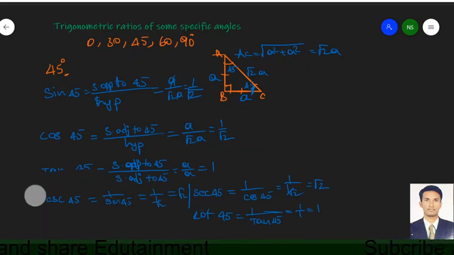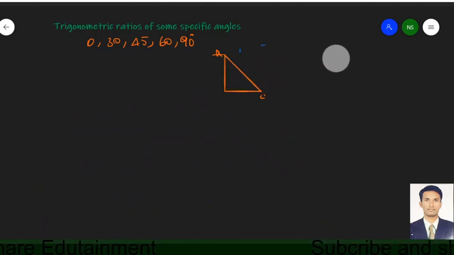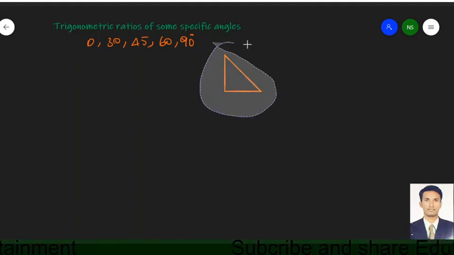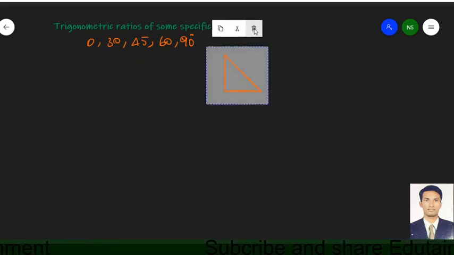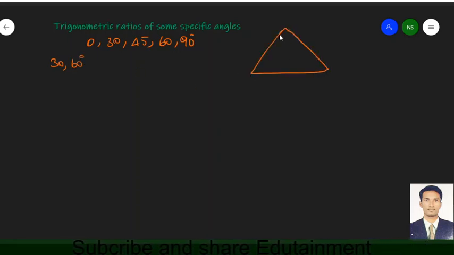Okay, let us move to the next angle. Now let us try to find the values for 30 and 60 degrees. Here we should take one equilateral triangle ABC, and each side is 2A.